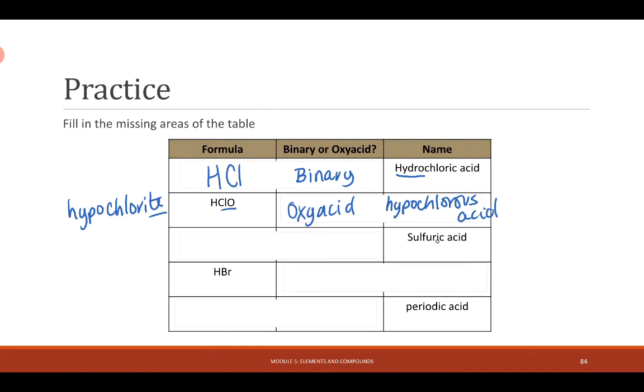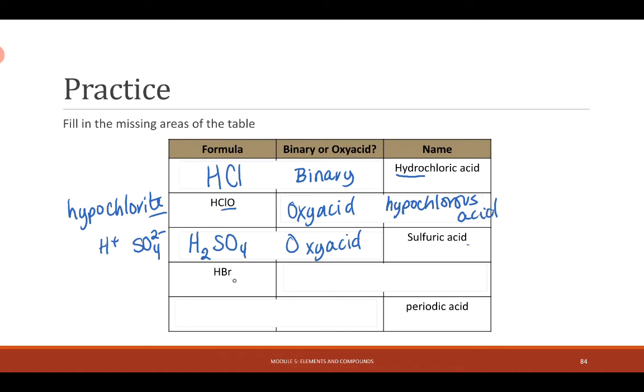This is sulfuric acid. That does not start with hydro, so that is also an oxyacid. That means I'm looking for an oxyacid of sulfur, which is sulfate. Sulfate is SO4 with a 2- charge. That means I'm going to need two H+ ions in order to make this neutral. H2SO4.